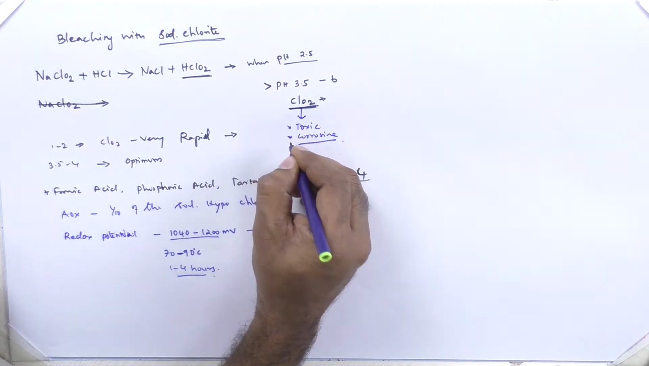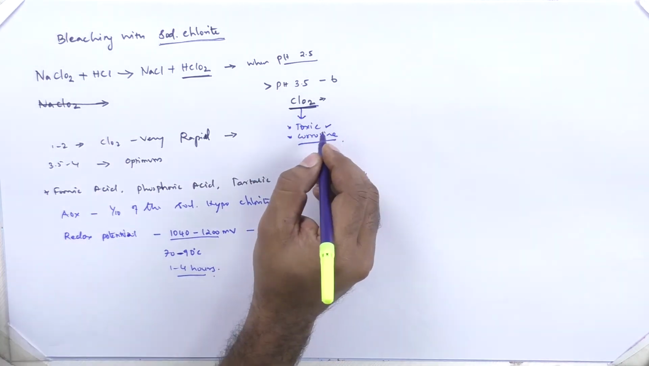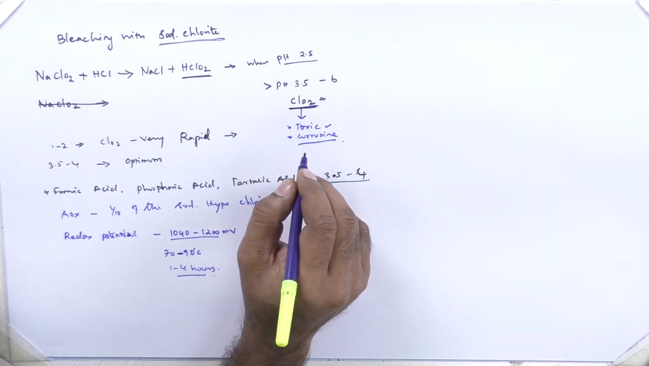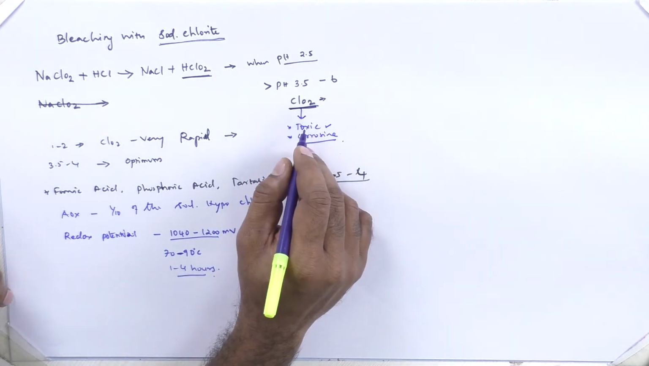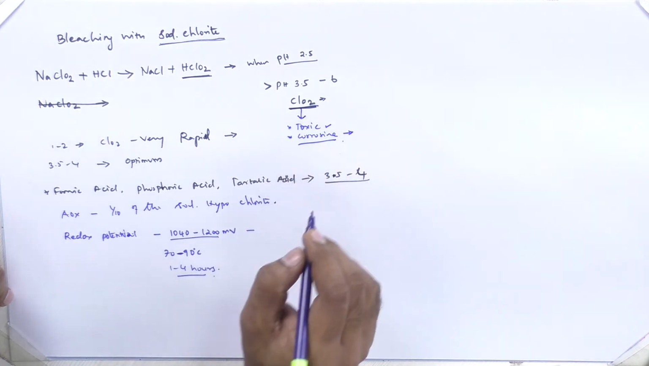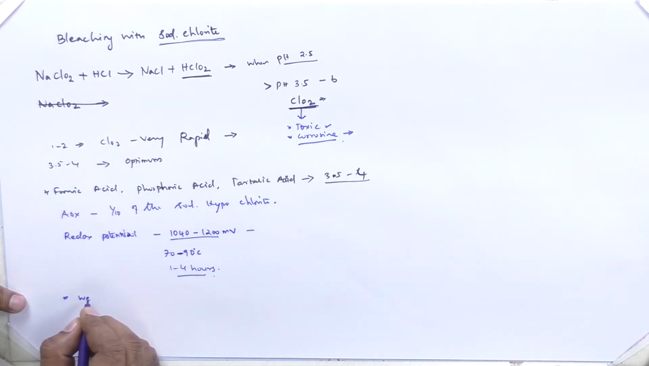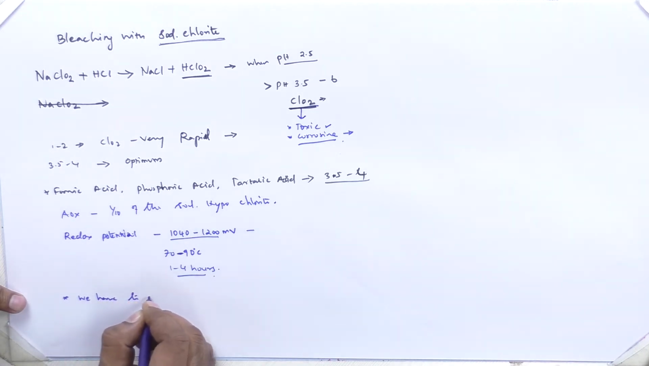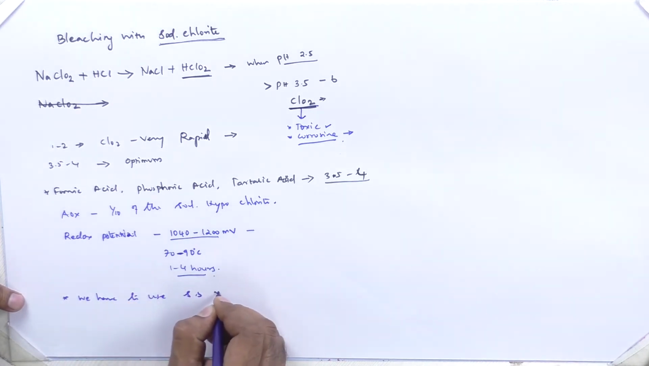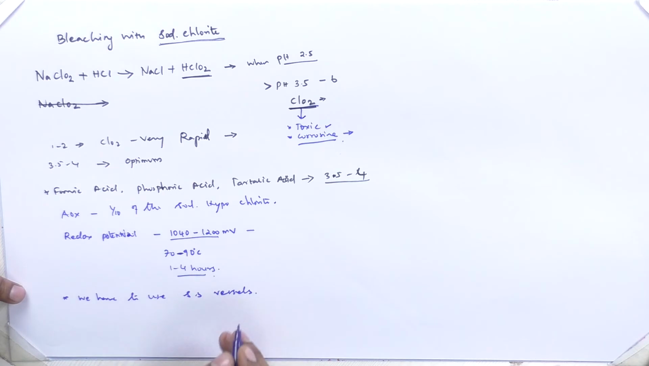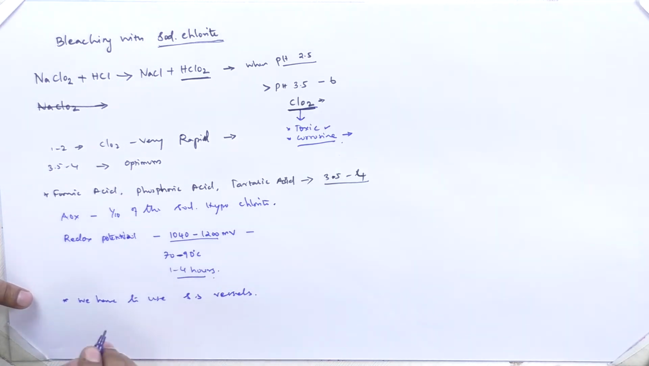So it is toxic and corrosive in nature. This is the main disadvantage of this process. To avoid the corrosion, we have to use a stainless steel vessel to bleach the material, otherwise it will corrode the bath.